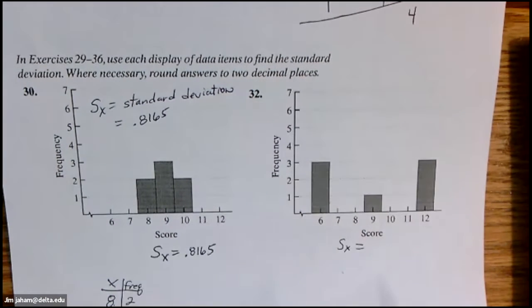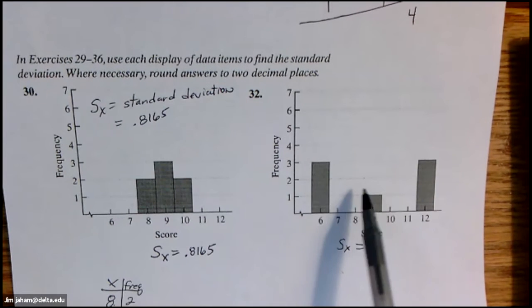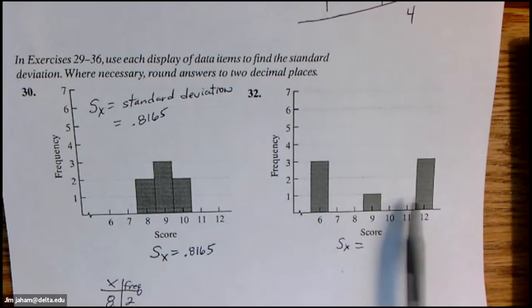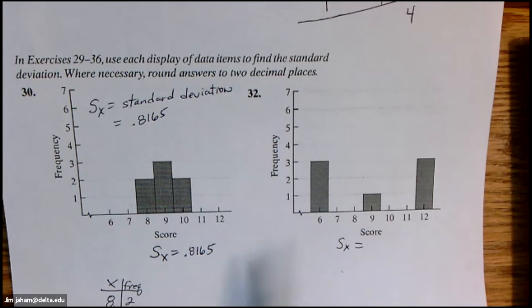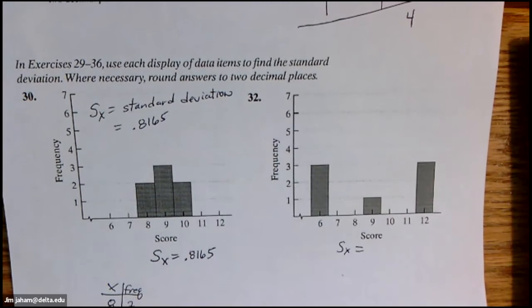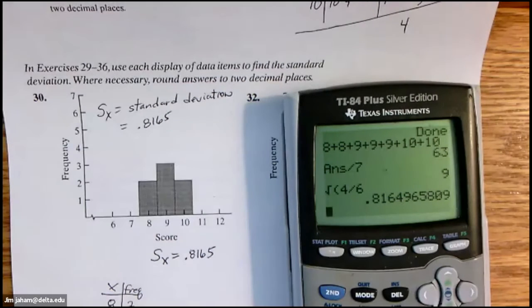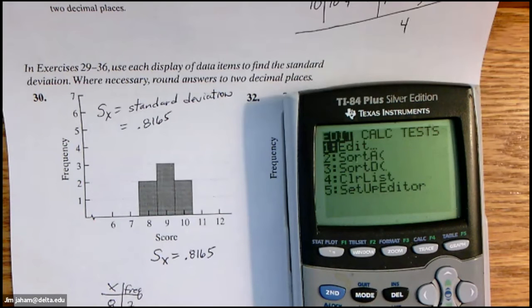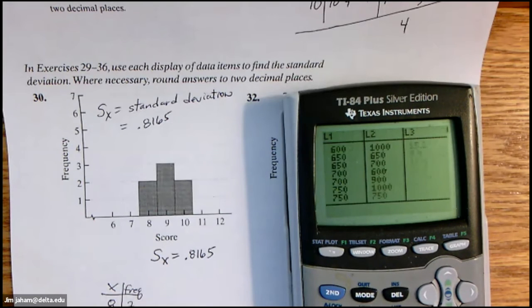Now, we didn't calculate the standard deviation of this one, but what we did say is that the standard deviation of this one over here is going to be larger than the standard deviation of this one because these data values are clumped together and these are spread out. All right, the next thing I'm going to do is enter the data values into a list and have the calculator calculate it for us.